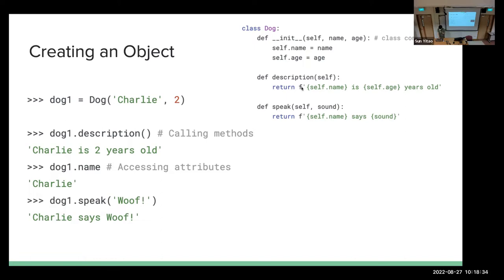If you've never seen this F thing before, I think it's Python 3.6 or 3.7 syntax, where I substitute whatever is in these curly brackets with the variable. So it will substitute the string representation of whatever variable is in the brackets.